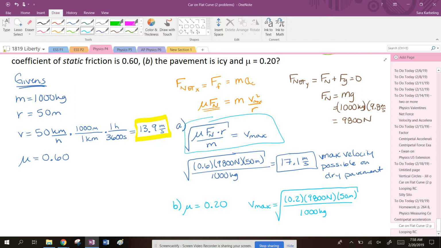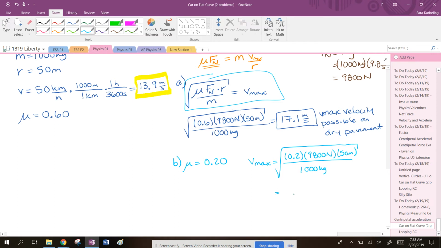And it says that the maximum speed that we can go on this icy road is 9.9 meters per second, 9.89. So don't push it, I guess is what I'm saying here. Vmax, the maximum speed that you're able to go on this icy surface is 9.9. It says that we're traveling 13.9 meters per second.